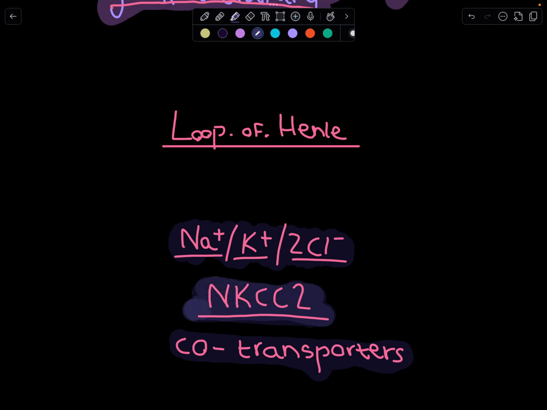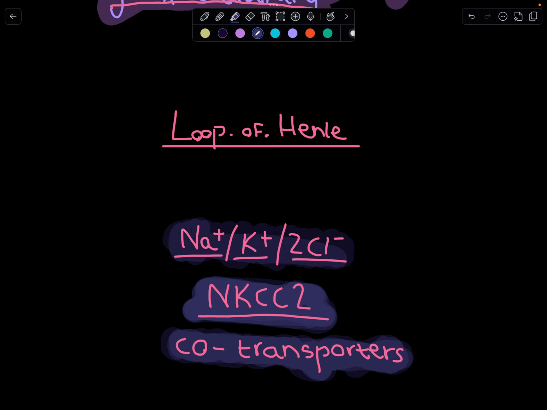This reabsorbs about 25% of filtered sodium and chloride, diluting the filtrate and pumping these ions into the medullary interstitium, building the hypertonic gradient crucial for water reabsorption in the collecting duct. The potassium brought in mostly recycles back to the lumen via potassium channels, maintaining the transporter's activity. This process explains why diuretics like furosemide, which block NKCC2, cause dilute urine and disrupt the gradient.